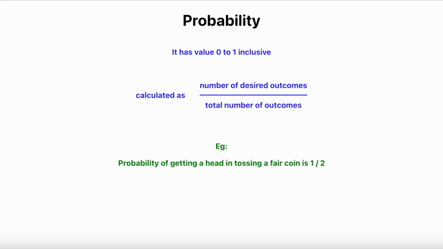For example, the probability of getting a head in tossing a fair coin is 1 by 2. Here, the desired number of outcomes is equal to 1. The total number of outcomes is equal to 2, which is head and tail.